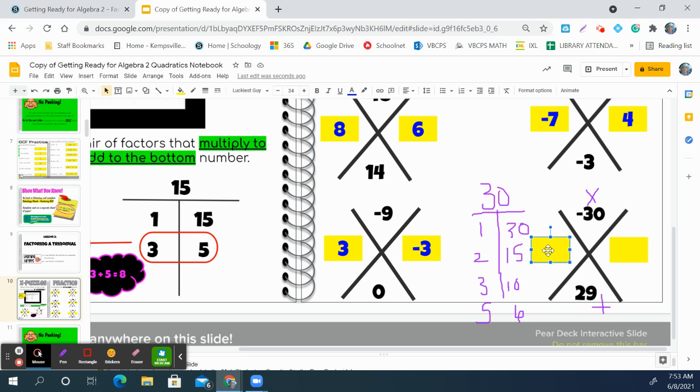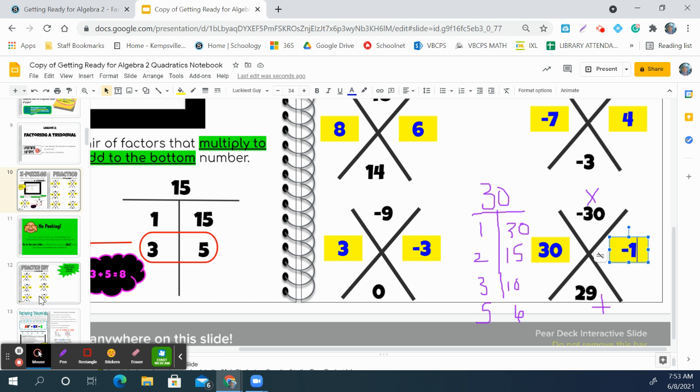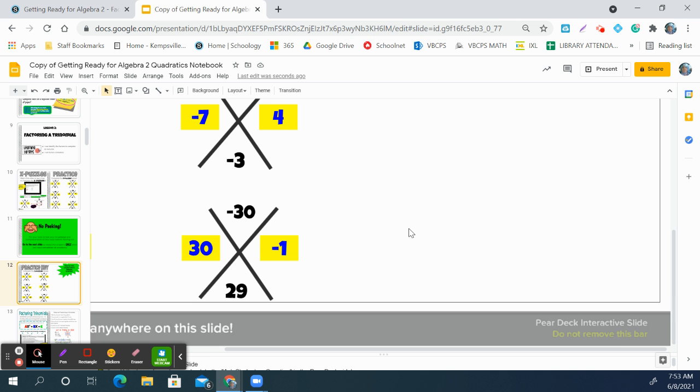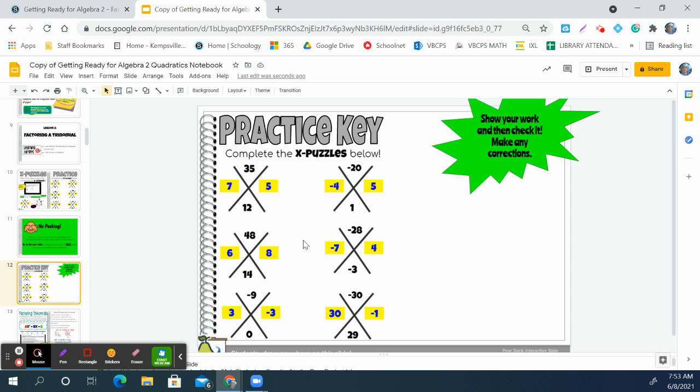30 and negative 1. So 30 times negative 1 is negative 30, and 30 minus 1 is 29. Okay? The answers are on slide 12.